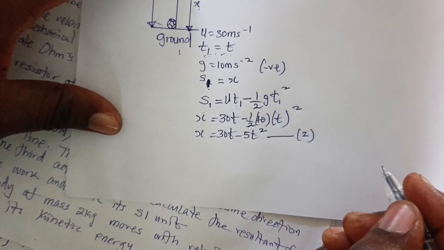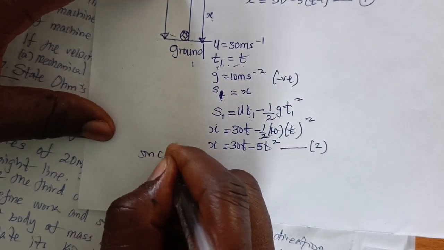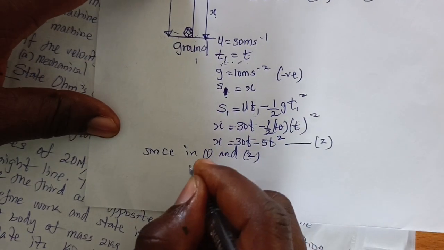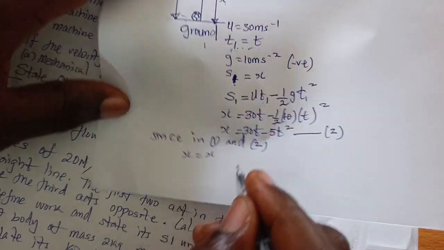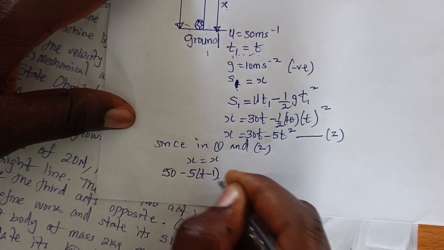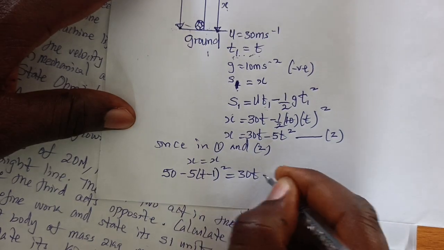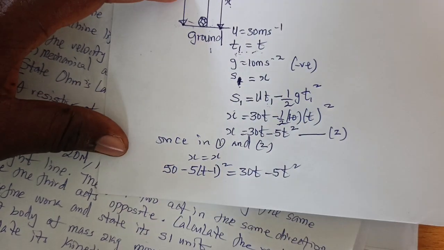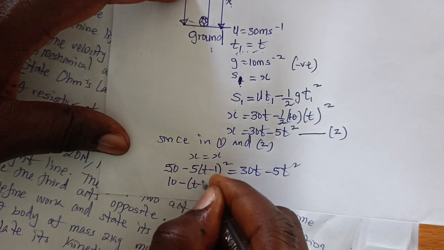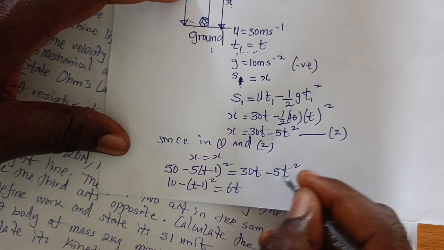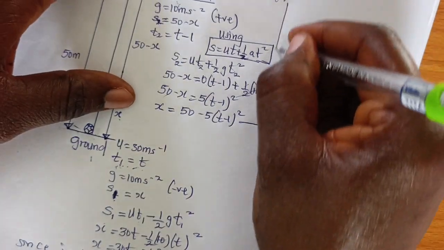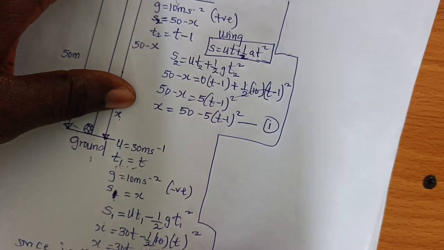Now in equation 1 and equation 2, x equals s. So therefore we have 50 minus 5 into (t minus 1) raised to power 2 equals 30t minus 5t squared. 5 can go in all. 5 goes here, we have 10. 5 here we have 1, we have (t minus 1) squared. 5 here we have 6, then 5 here we have t squared. So let's simplify further so that we can solve for t.